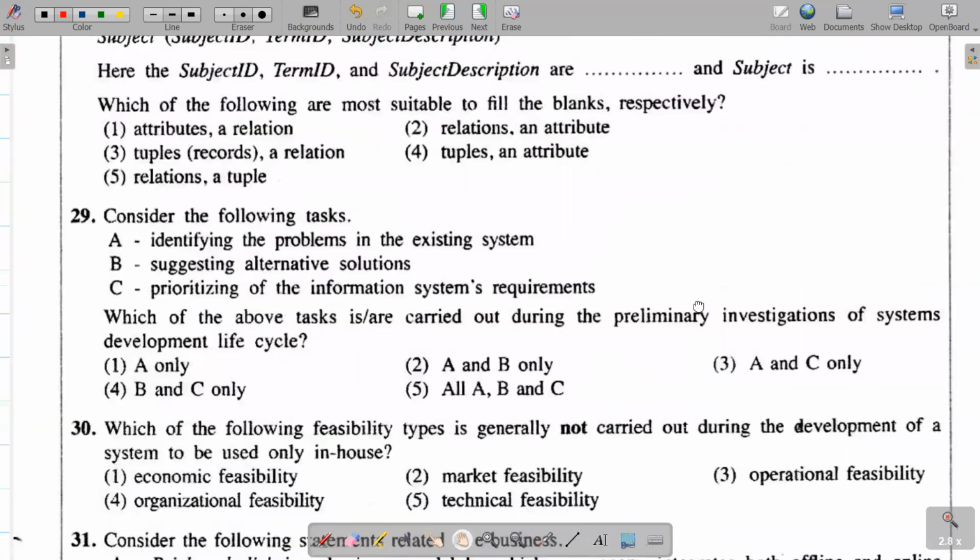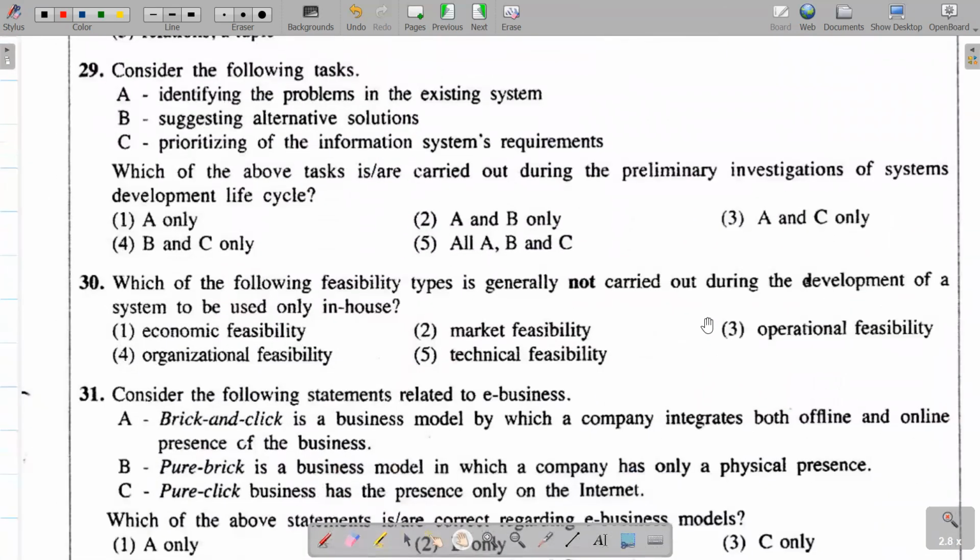Right, then 29. Consider the following tasks. Identify the problems in existing system. Which of the above tasks are carried out during the preliminary investigation of system development life cycle? Identify the problem in existing system. Yes, that is done in the preliminary investigation. Suggesting alternative solutions. Yes. Prioritizing of the information systems requirement. Yes, that also is done in the preliminary investigation. So everything is correct. Right, fifth one should be the answer. Clear? Okay.